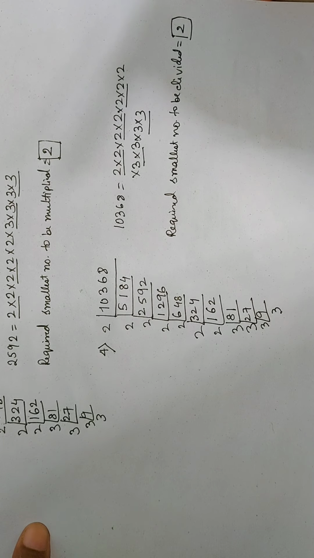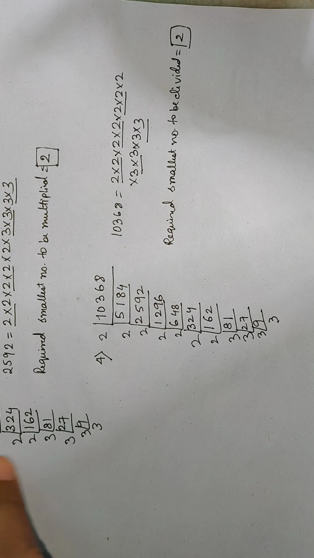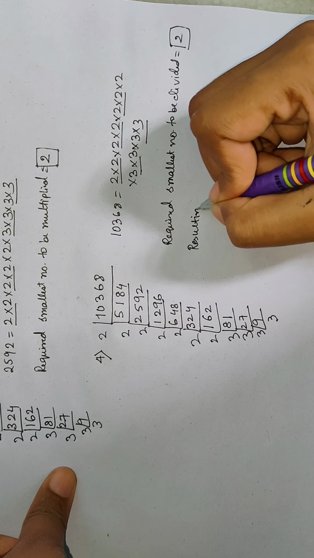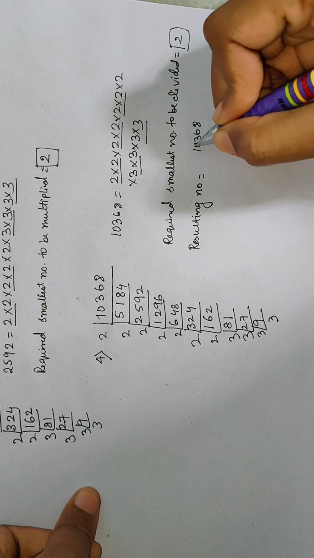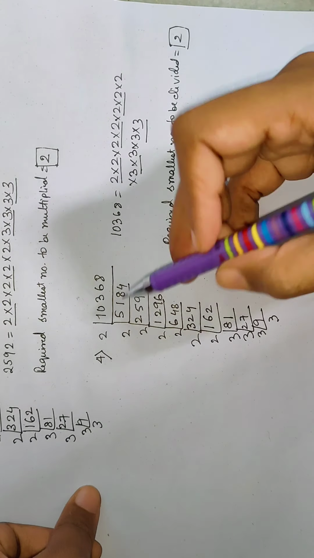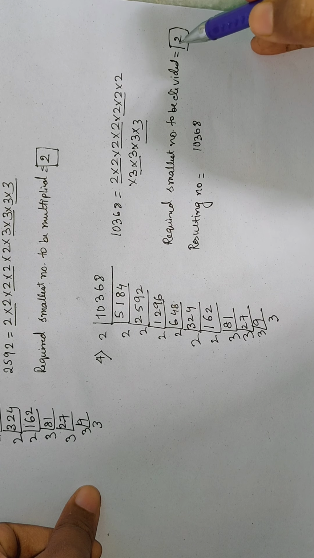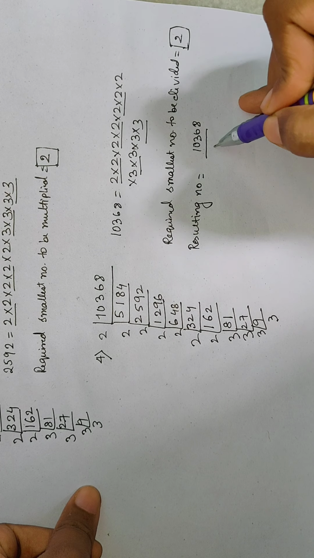But in number 4 it is said that you have to find out the resulting number and also the square root of the resulting number. The number was 10368, and you have to find by which number it should be divided so that it is a perfect square. We found that if we divide this number by 2, it will be a perfect square.